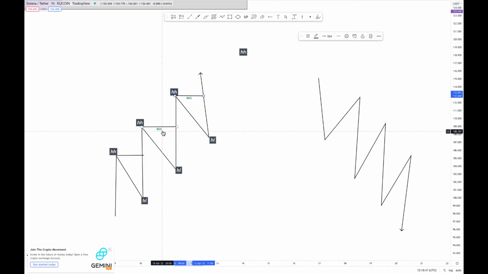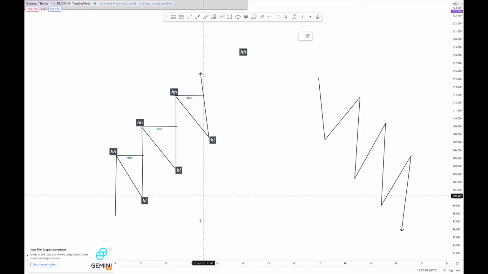So this is break of structure right here, this is break of structure right here, and here as well is break of structure. Now it's the same thing for a downtrend. When the market is going down, we are creating lower highs and lower lows. So this is literally market structure as a whole.